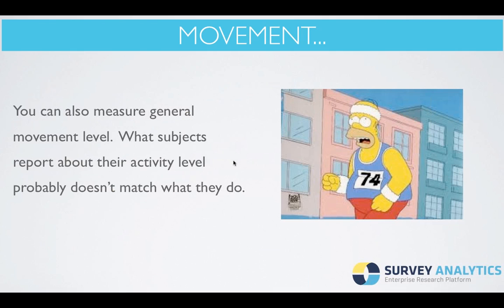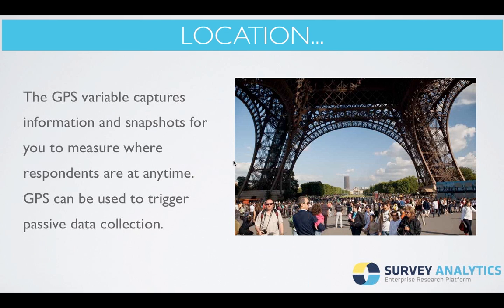Of course, GPS is one of the most common things that is used in survey research on smartphones. We can know where people are. Remember, this is always done with consent, which we're going to talk about later.